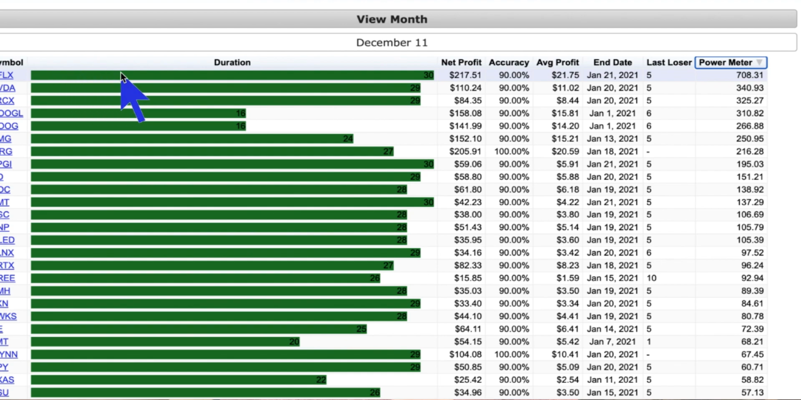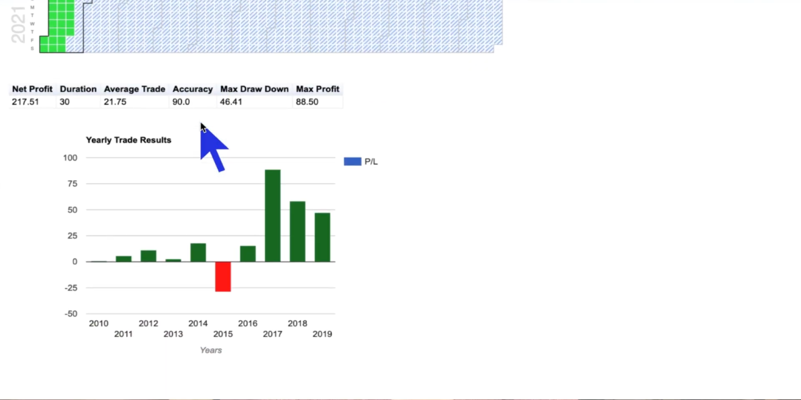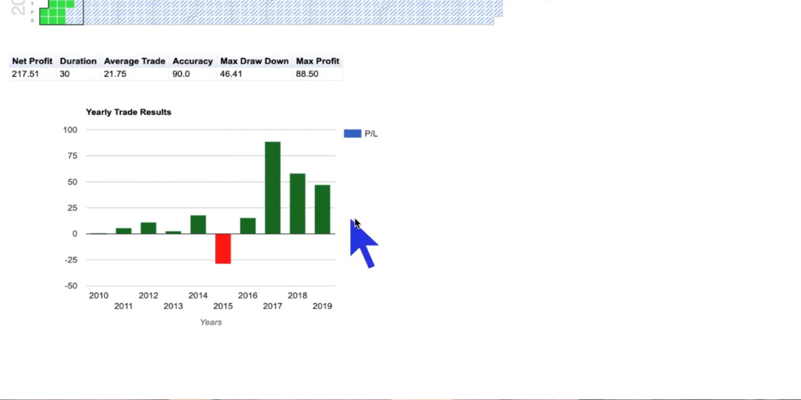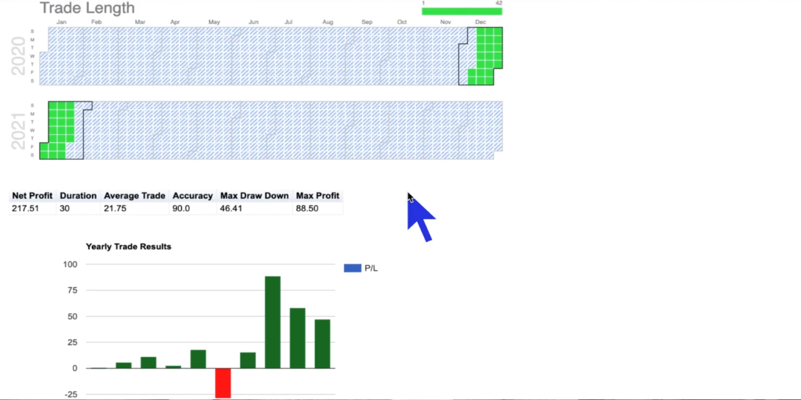You take a look at Netflix and you can see that this one's a 90% accuracy trade. It did have a loser 5 years ago. We'll take a look at that. But I want to see what's going on with this 30-day trade that ends on January 21st. So we see December 11th to January 21st. We see that, wow, the last 3 years, this thing is just cranked. There's the loser that occurred, and it was down $28 back in 2015. But every other year, this is profitable. The last 3 years tell me that the trend has definitely been in the direction of this particular pattern for Netflix.